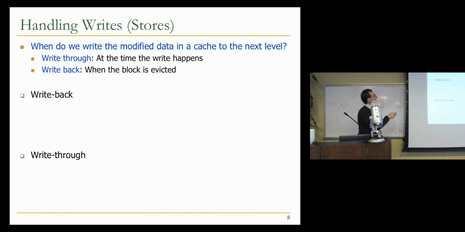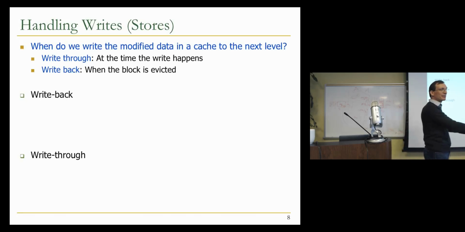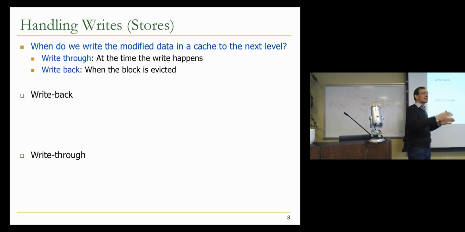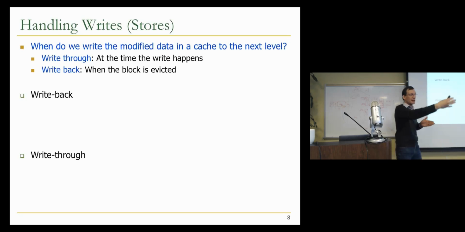Basically, how do we handle writes in a cache is an important question. And one of the questions is, when do we write the modified data in a cache to the next level? Or do we actually keep modified data in a cache and keep it inconsistent with memory? Well, write-through cache says, do not keep the cache inconsistent with the next level. Whenever you write to the cache, write it to the next level as well, at the time the write happens. Write-back cache says, well, you can keep the cache inconsistent with the next level. Basically, whenever you write to the cache, just write to the cache, don't write it to the next level. Next level could be the higher level cache or memory. And only when the block is evicted, write the dirty block back.